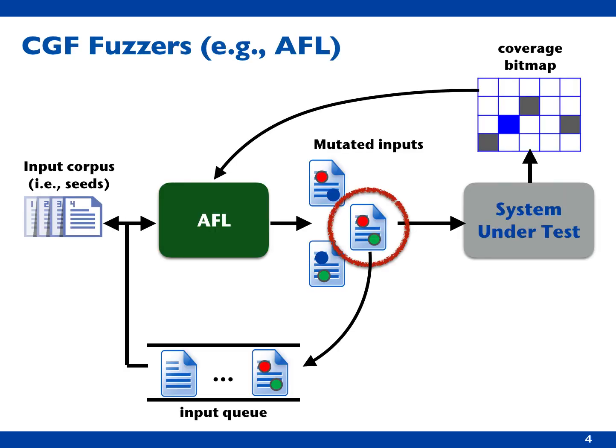This is the common workflow of traditional Greybox fuzzers like AFL. It takes a seed input from a so-called input queue, slightly modifies it to generate a set of mutated inputs before sending them to the system under test. If a mutated input can trigger a new behavior of the system under test, like a new branch or new program crash, the input will be retained for further fuzzing rounds.